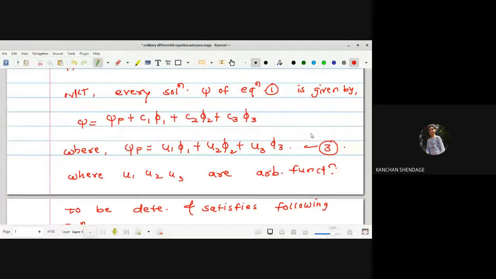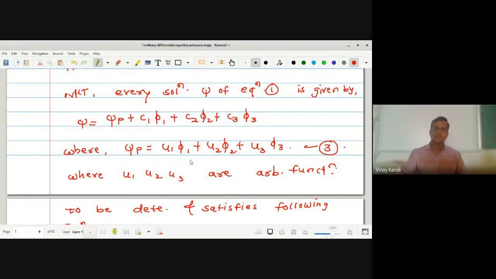Okay sir. Okay, any doubt in this first chapter? First, what was the first point: second order homogeneous equation, then second order non-homogeneous, then nth order homogeneous, and then nth order non-homogeneous. Okay. Yes, sir.